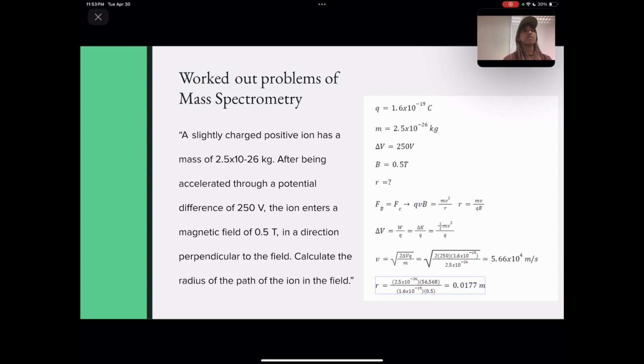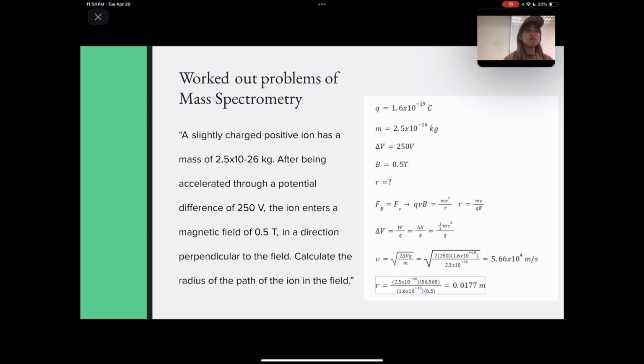Another problem that we have here: a singly charged positive ion has a mass of 2.5 times 10 to the negative 26 kilograms. After being accelerated through a potential difference of 250 volts, the ion enters a magnetic field of 0.5 Teslas in a direction perpendicular to the field. Calculate the radius of the path of the ion in the field. Here we're given charge, mass, potential difference, and our magnetic field, and we need to find radius.